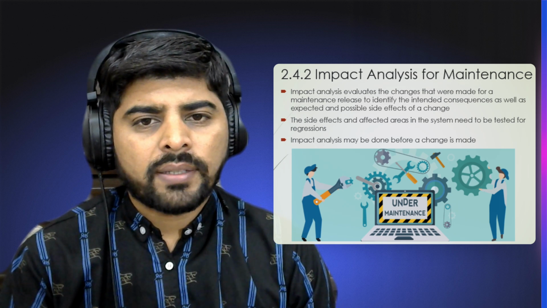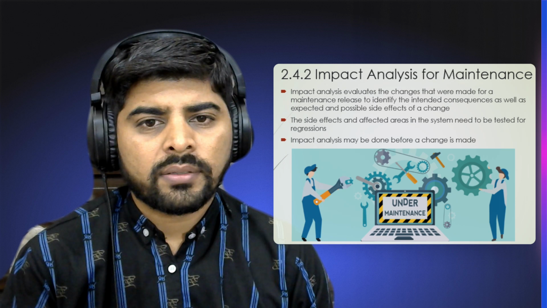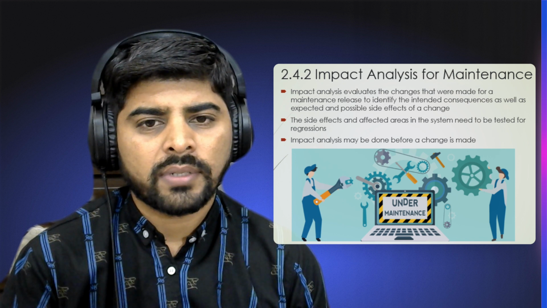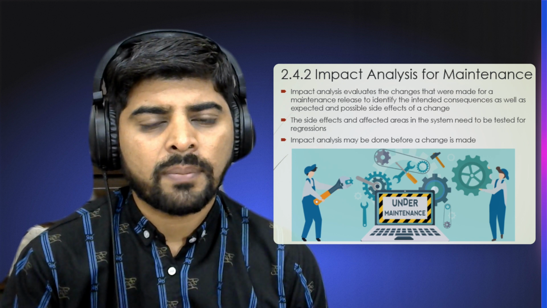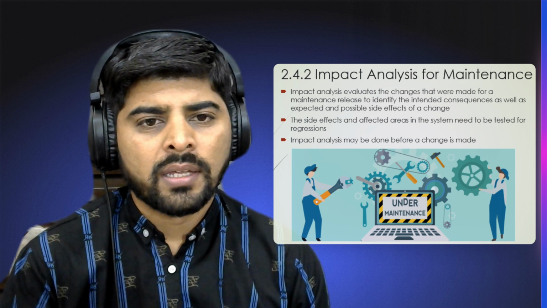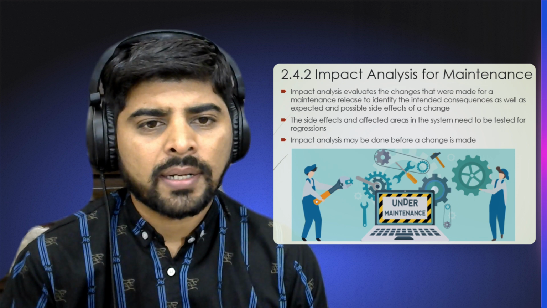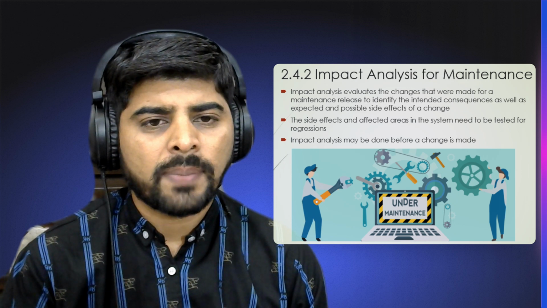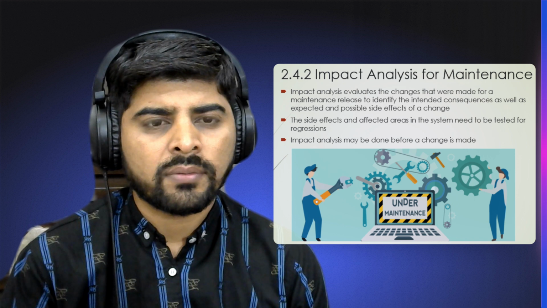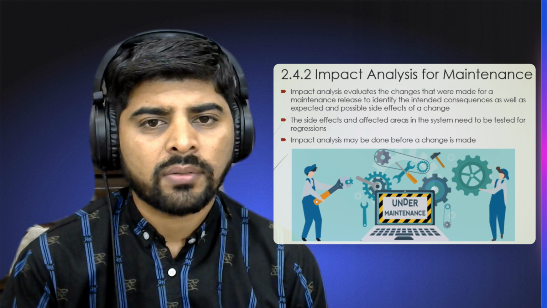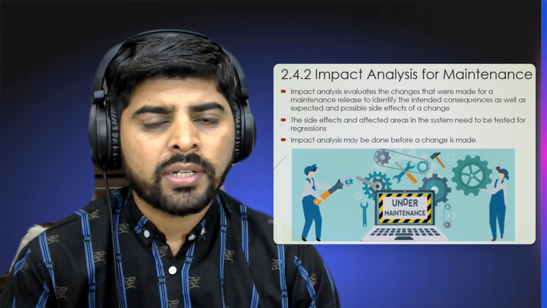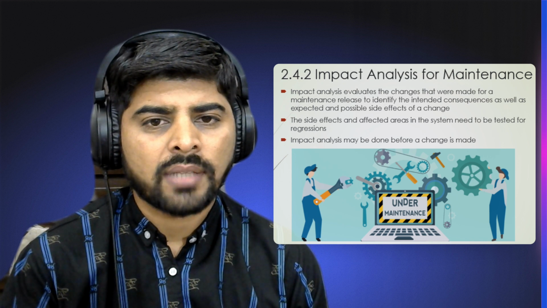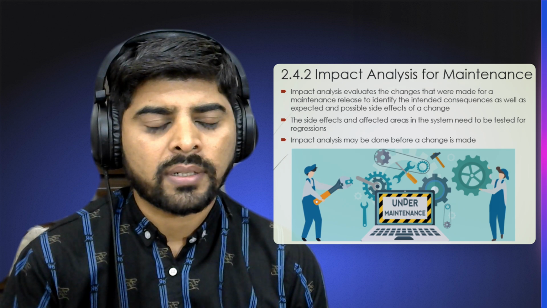Now, impact analysis of maintenance testing. The side effects and affected areas in the system need to be tested for regression. Impact analysis may be done before a change is made. So we do impact analysis whenever we plan for maintenance testing. We plan the resources according to that, or we plan the time schedule and so on. Impact analysis evaluates the changes that were made for the maintenance release to identify the intended consequences as well as expected and possible side effects of the change.